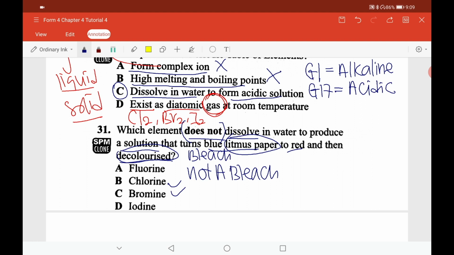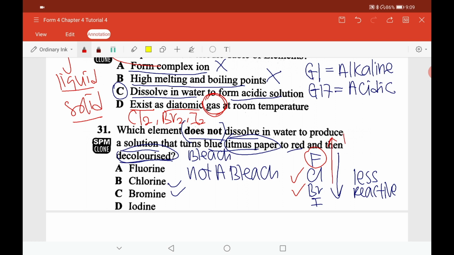So what about fluorine and iodine? We know that this is fluorine, chlorine, bromine, and iodine. Going down the group, it becomes less and less reactive. So if chlorine is a bleach, bromine is a bleach, is fluorine a bleach or not? Going down the group, it becomes less reactive. Going up the group, it becomes more reactive. So we know fluorine is more reactive than chlorine. So if chlorine is a bleach, fluorine is also a bleach.